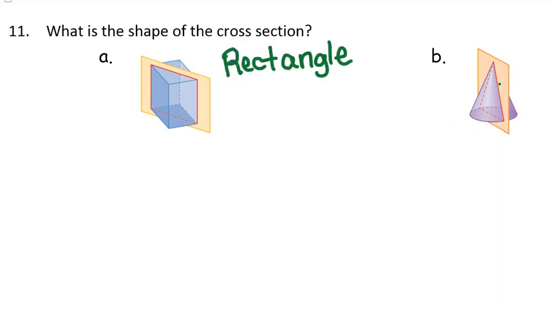So let's take a look at B. If you see this plane, it's slicing this cone, and it looks like it's slicing it in half. The shape of the cross section, or the intersection of the plane and the cone, and you can see it right here, is a triangle. So not bad, that's an easy question.